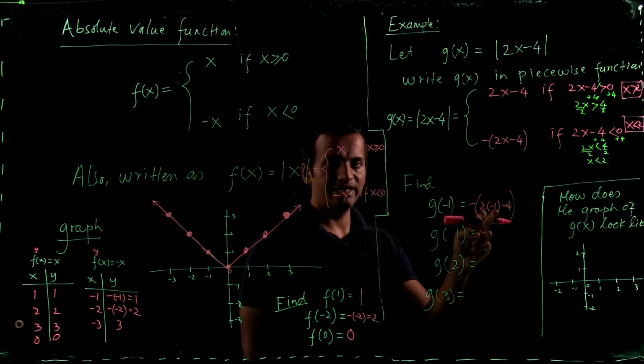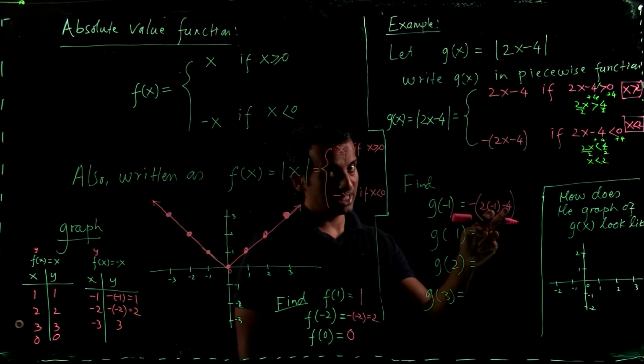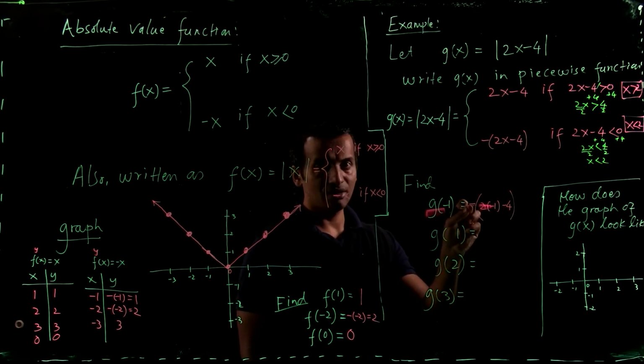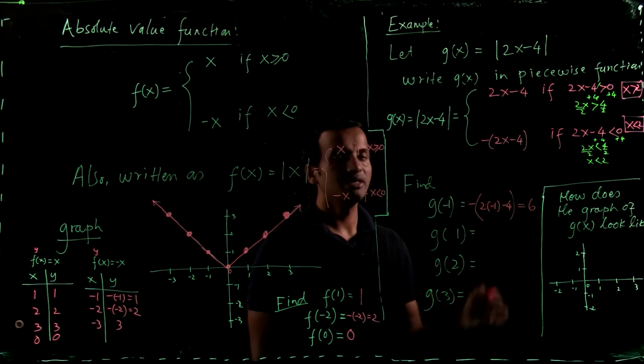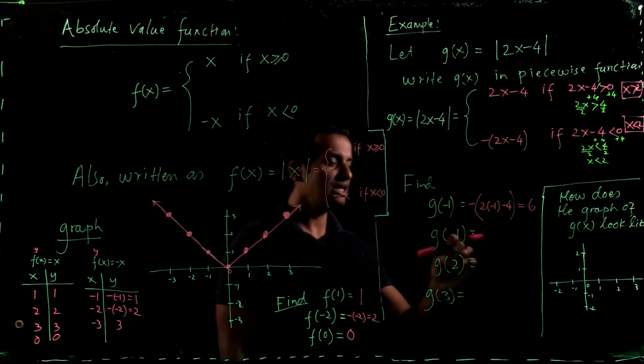So 2 times negative 1 is negative 2, minus 4 is negative 6, but there is another negative sign. So this will be just positive 6. Let's find out the other one.